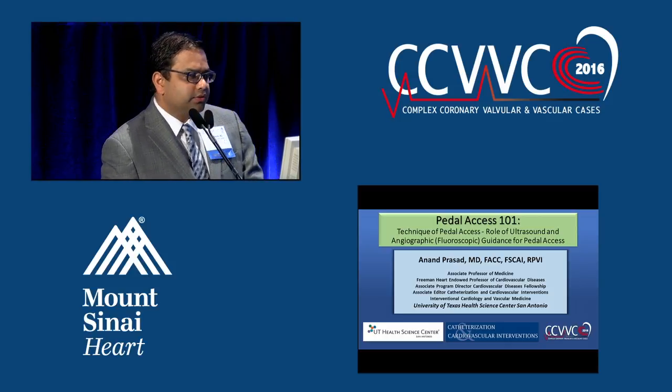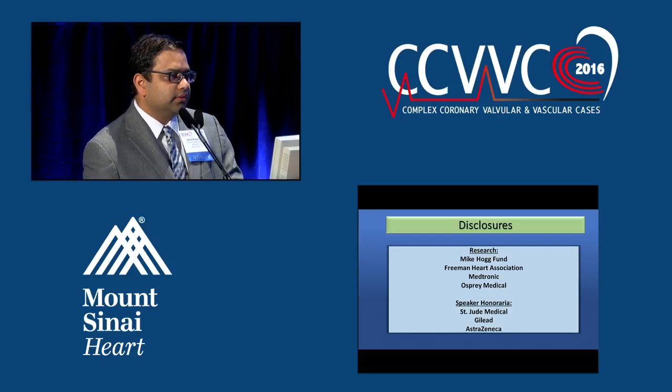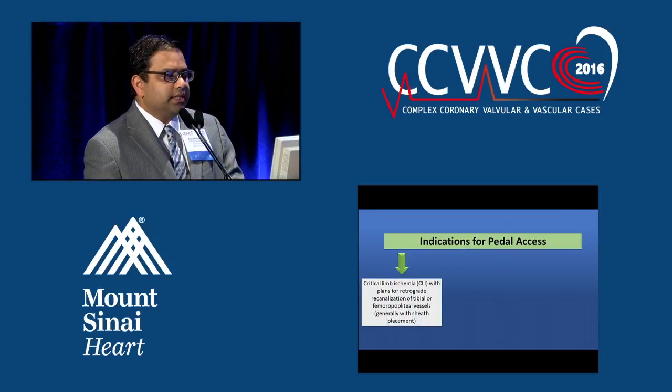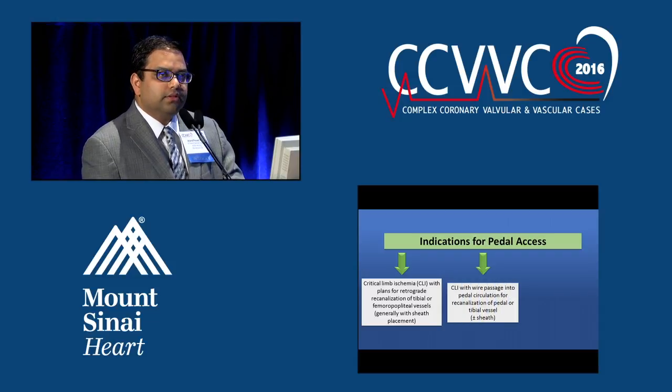I'm going to give you the approach that I use and some of the basic things to think about. First is the indications, and you've seen a lot of this already today. Really, the obvious indication would be critical limb ischemia, where you want to recanalize the tibial and even the femoropopliteal vessels, generally with the assistance of a sheath. There's also a role for pedal access when you really want to focus just on pedal circulation or recanalize the tibial vessels, but you may not be able to put a sheath in.